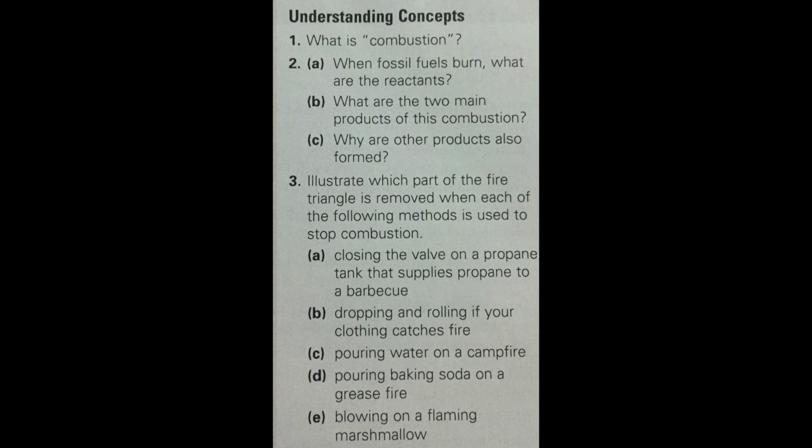Why are other products also formed? Incomplete combustion. Illustrate which part of the fire triangle is removed when each of the following methods is used to stop combustion. Closing the valve on a propane tank that supplies propane to a barbecue, the fuel. Dropping and rolling if your clothing catches fire, the heat, the oxygen. Pouring water onto a campfire, oxygen. Pouring baking soda on a grease fire, oxygen. Blowing on a flaming marshmallow, heat. You're depriving it of oxygen as well.